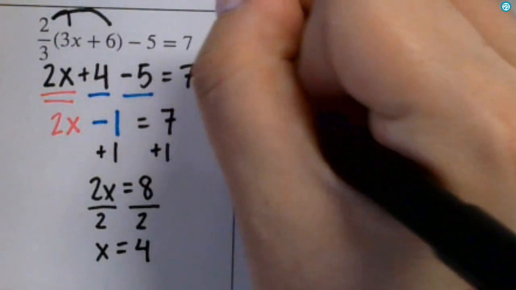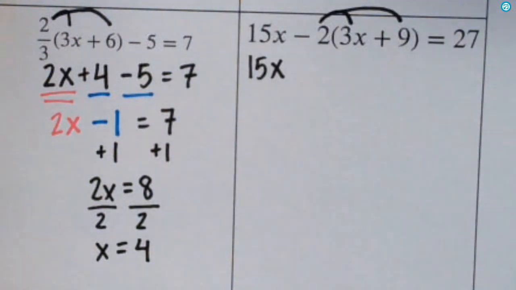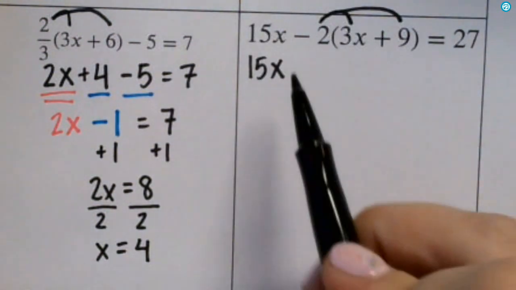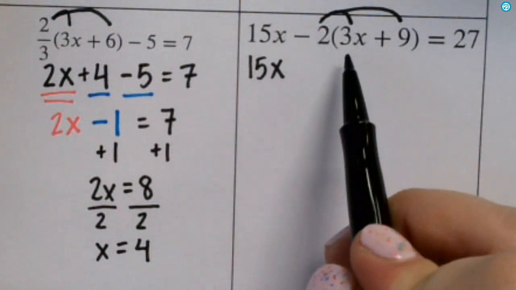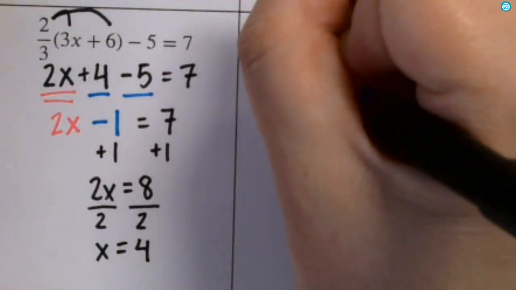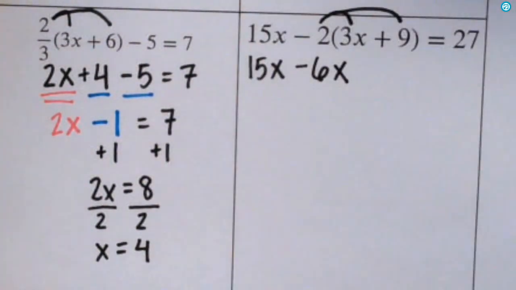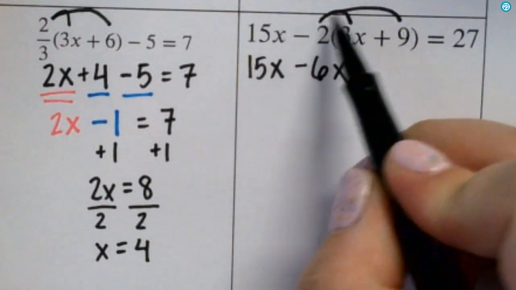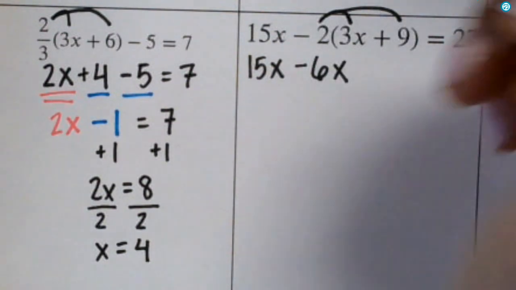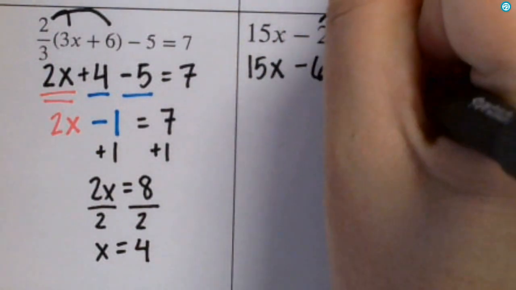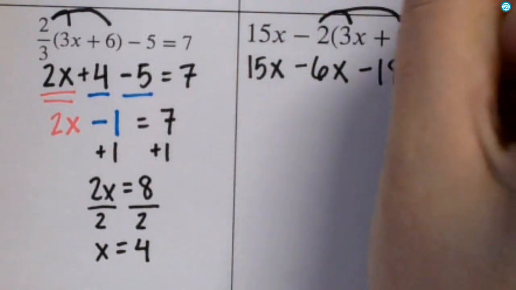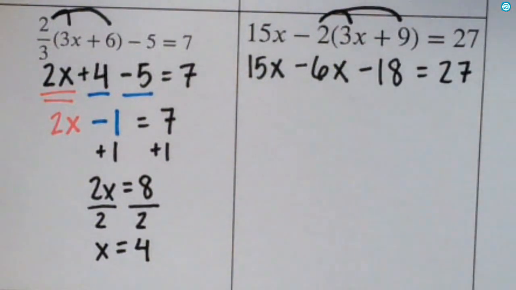So this 15x stays the same. And then the negative 2 times 3x is negative 6x. The negative 2 times 9 is negative 18. So that equals 27. So if the number that you are distributing has a negative or a minus in front of it, distribute it as a negative.